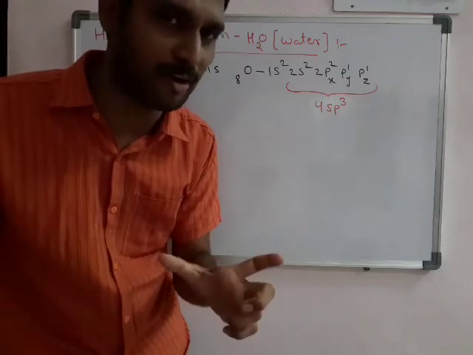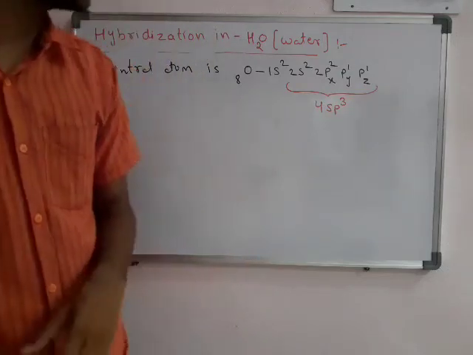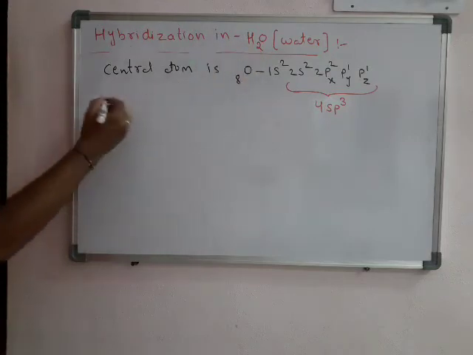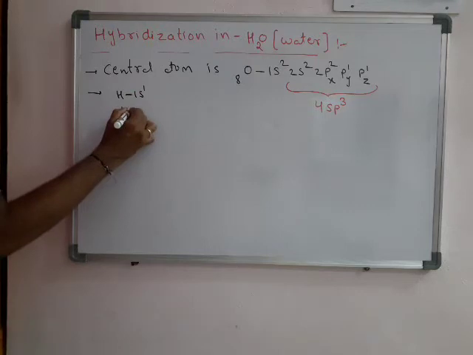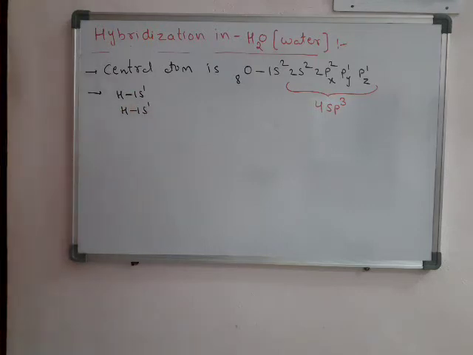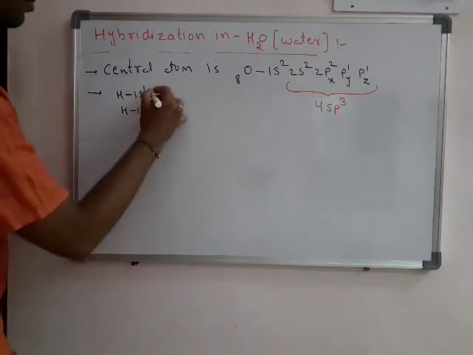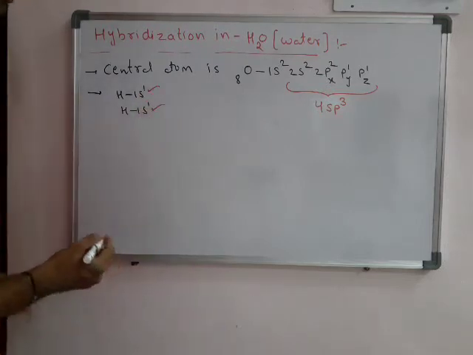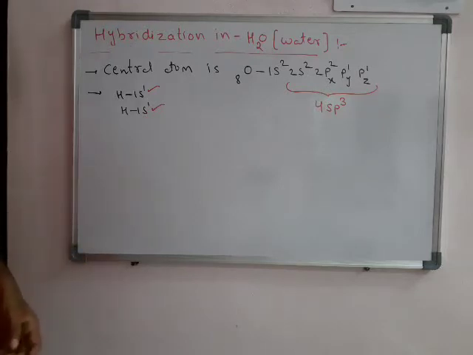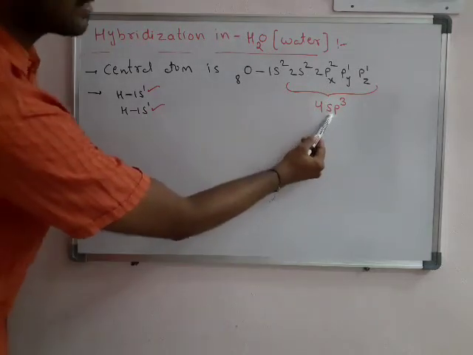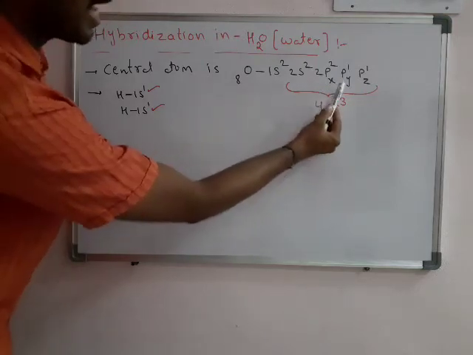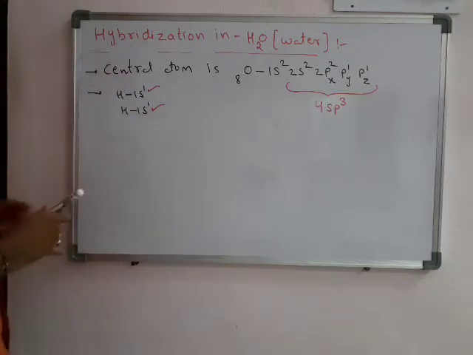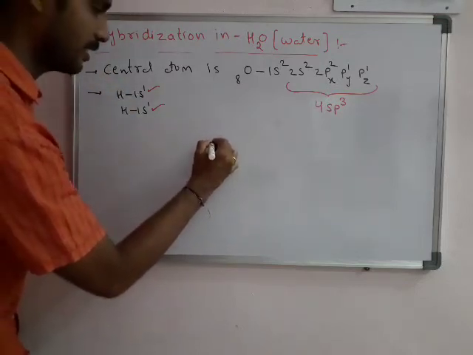Means 2 are ready for bond formation. Now what are the other atoms? What are the side atoms? Hydrogens. The 2 hydrogens, that is 1s1, 1s1. In these 2 hydrogens again 1s1, it is ready for bond formation. Now there is a formation of a bond between sp3 hybrid orbitals of oxygen which are having unpaired electrons with these hydrogens. Now we see it.